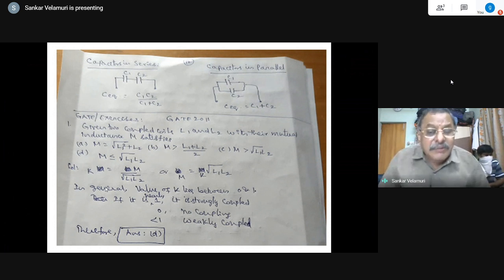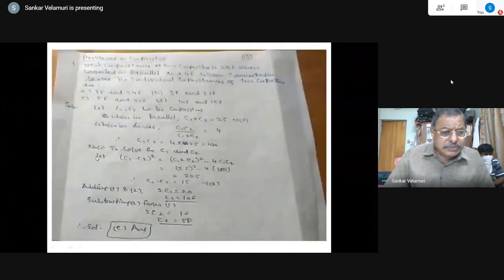But the K value lies between 0 and 1, because the coupling coefficient takes values from no coupling to 100% coupling. So the value lies between 0 to 1. If there is no coupling, it is 0. So therefore, the answer is D. I hope it is easy to follow.